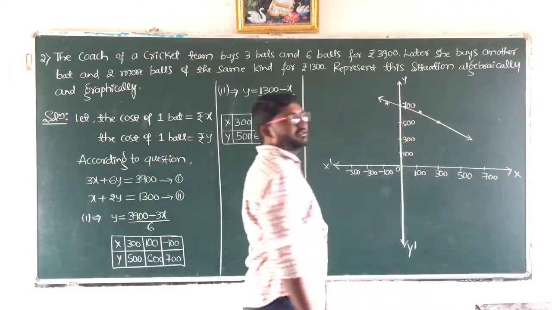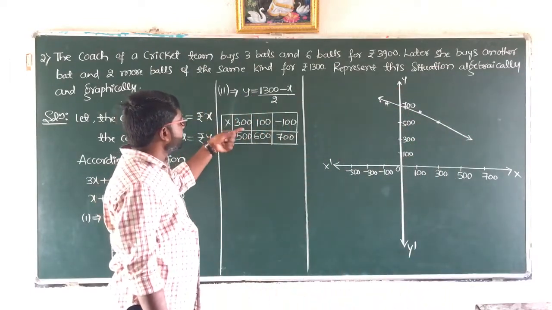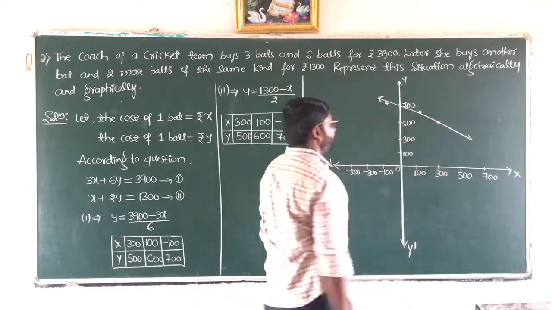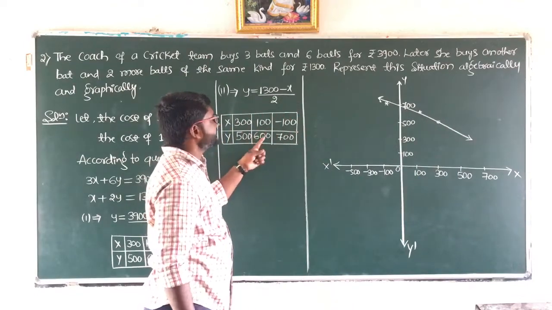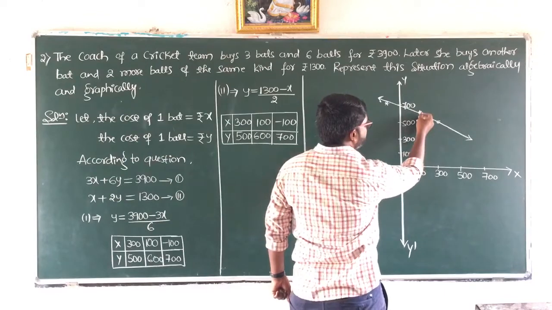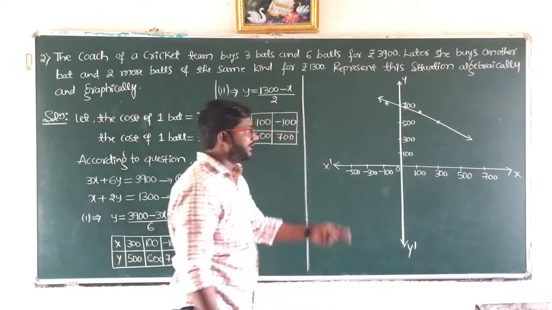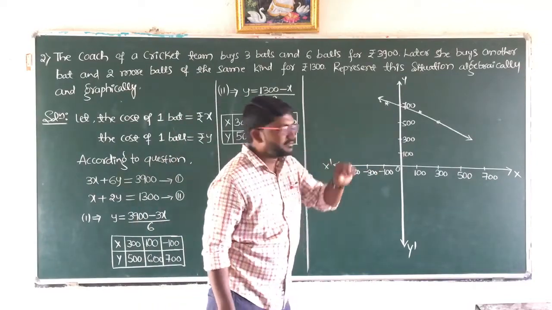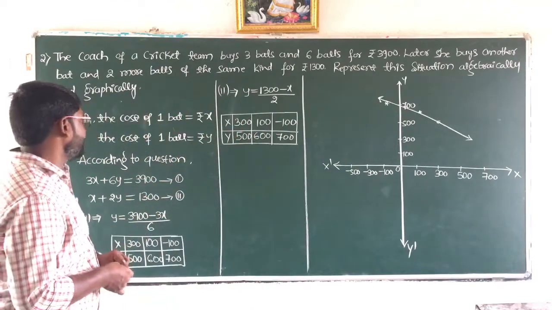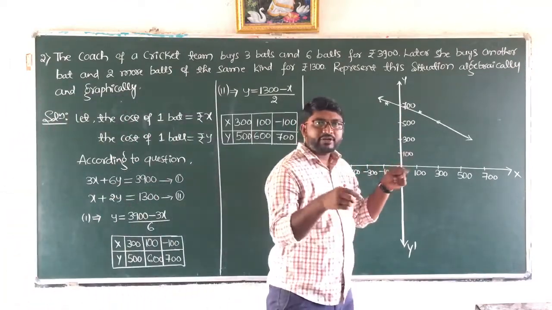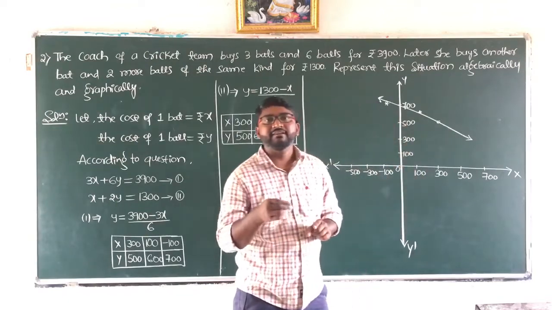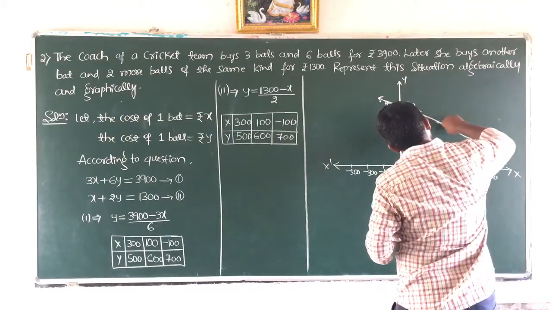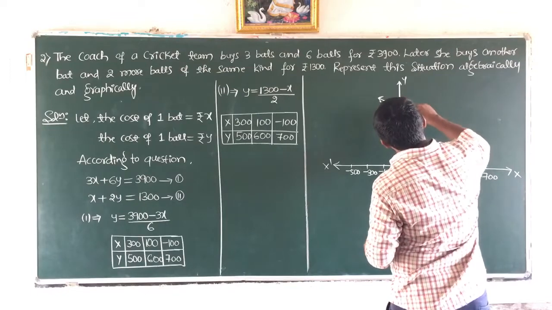Now you go for the second table. X 300, y will be 500. Again the same point. Then x 100, y will be 600, in between 500 and 700. Then x minus 100, y will be 700, the same. So here the two tables are the same. That means we get one more line on this line. Hence these two lines are the coincident lines, overlapping lines.